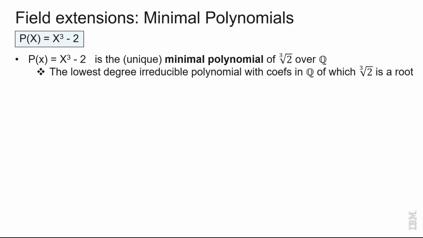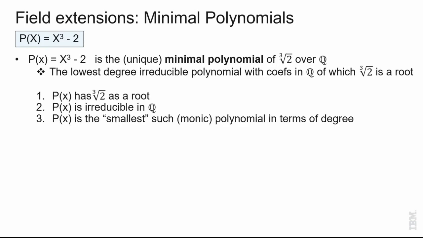So you can take it as an exercise to prove that there is no polynomial of degree less than 3 which has only rational coefficients, of which the 3rd root of 2 is a root. You can prove it from the fact that all the 3 roots of this polynomial are irrational.